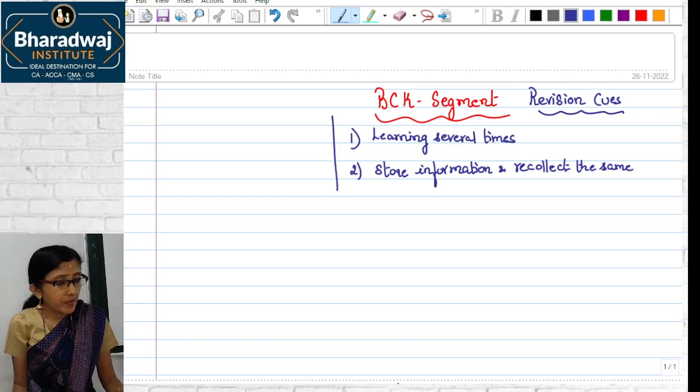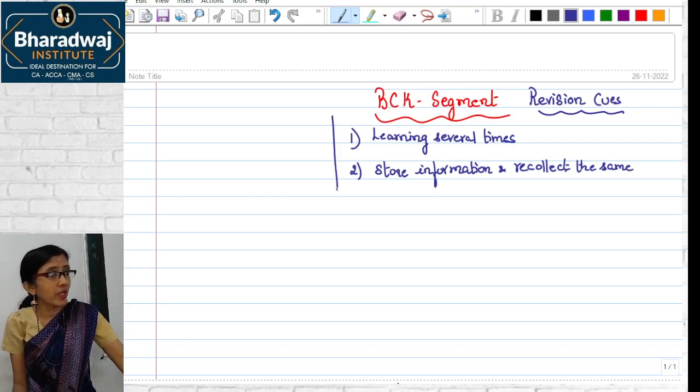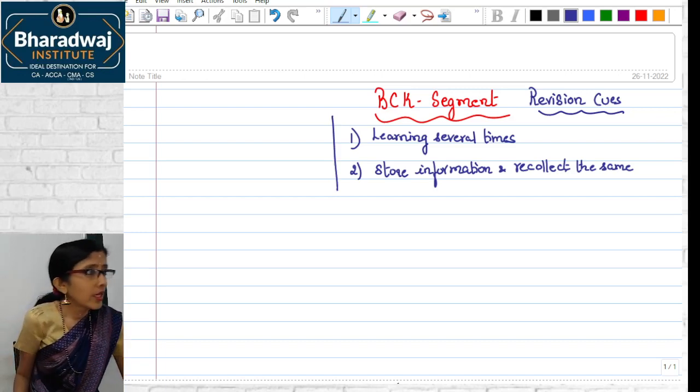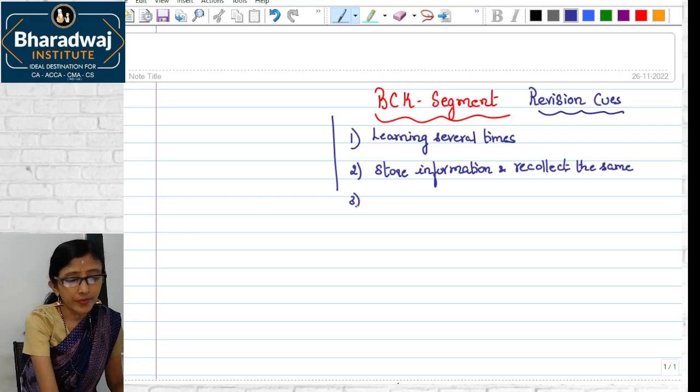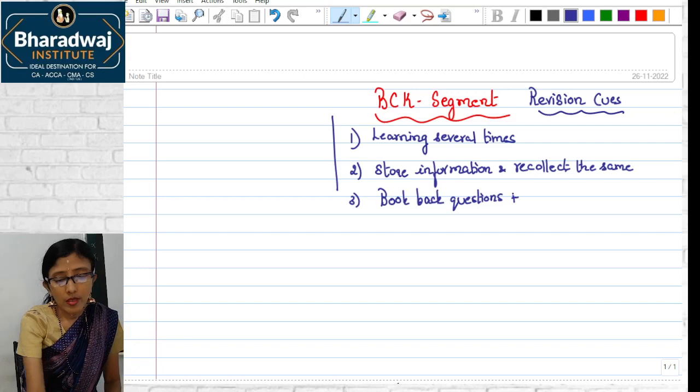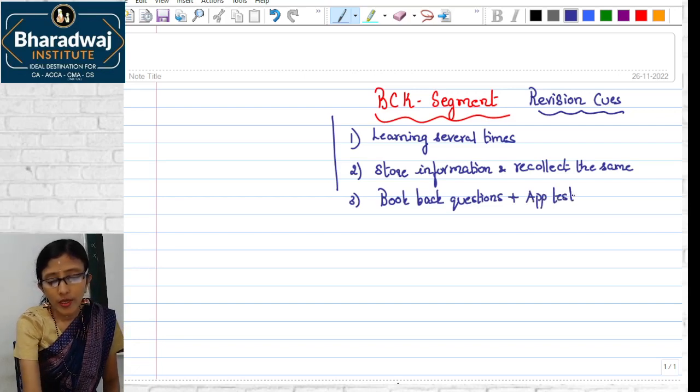And here we are also planning for tests to be loaded in the app. I think alternate days you may be getting that. All the six chapters and book back questions. You can go through the book back questions. So that is how you are going to revise: book back questions plus the app test for revision.